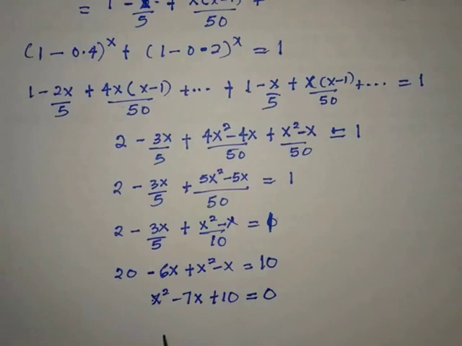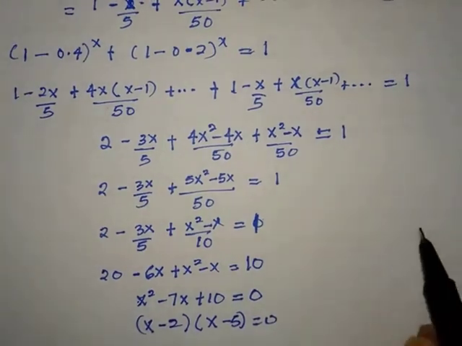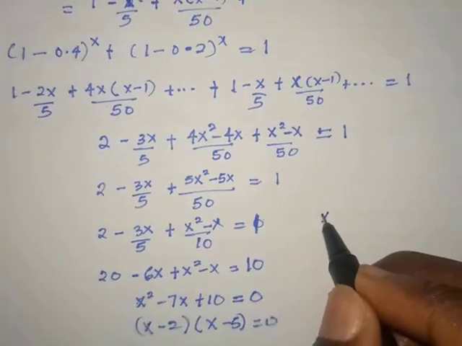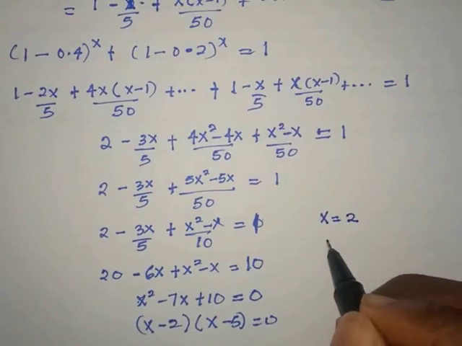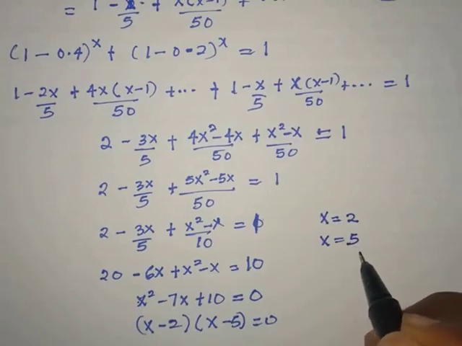And here is a quadratic equation. Solving this quadratic equation, we have x minus 2 and x minus 5 equals 0. So we can assume that our x here is 2 or x equals 5.